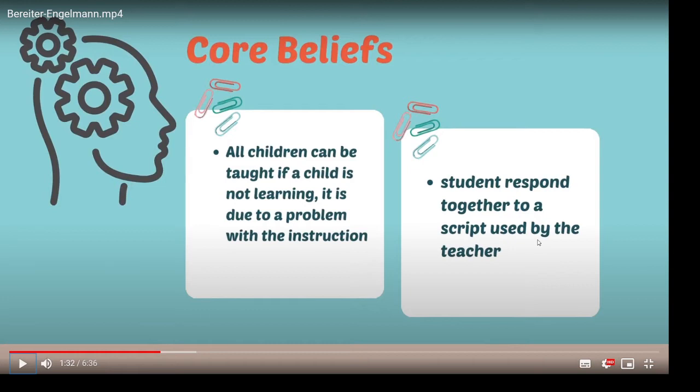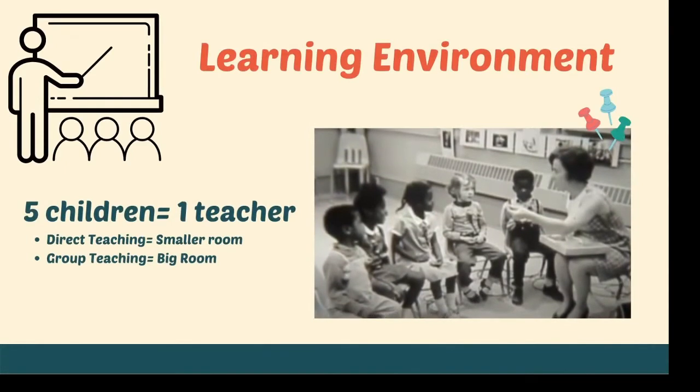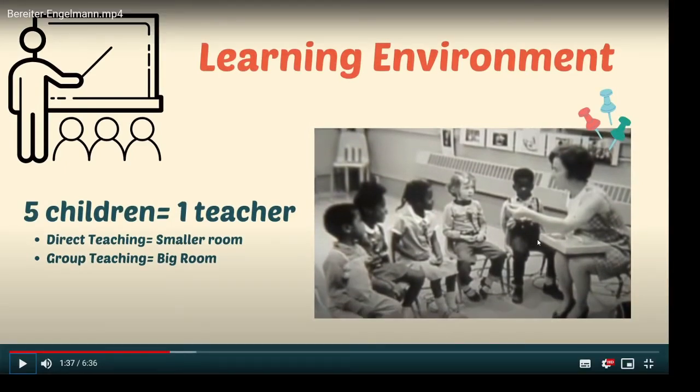So let's see. First we have here the learning environment. As we can see in the picture, we have 5 children to 1 teacher for direct teaching in a smaller room, and for group teaching we have a bigger room.